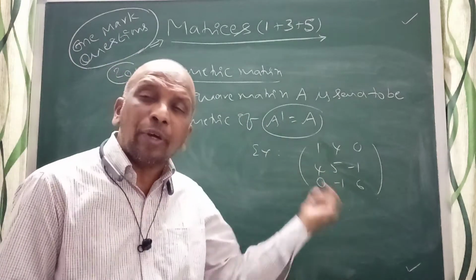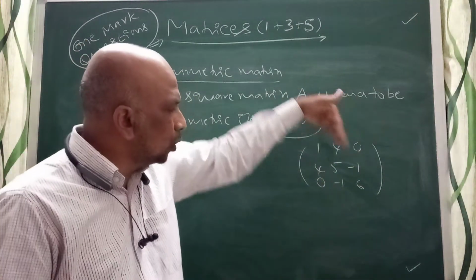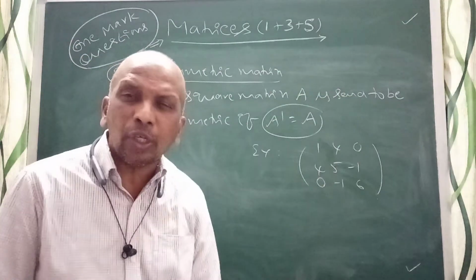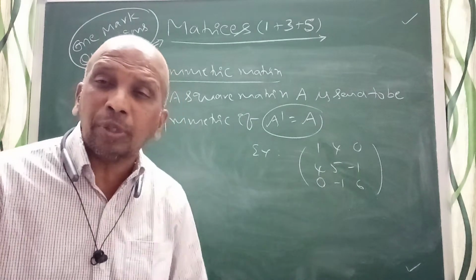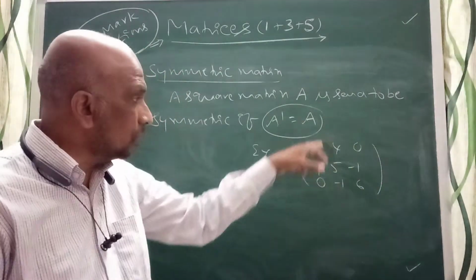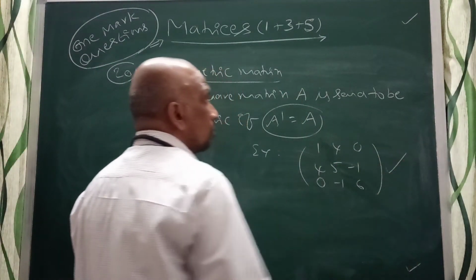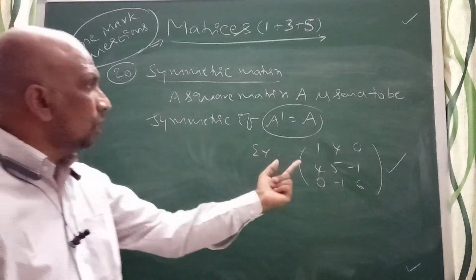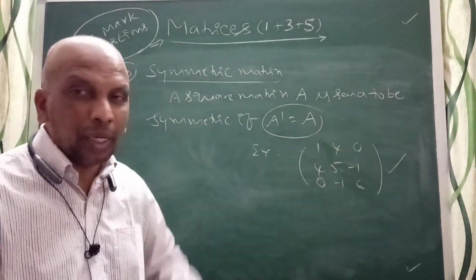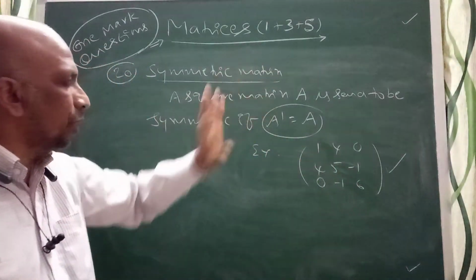You can verify. Take the transpose of this and do the same thing. There is no change. 1 4 0, 1 4 0. 4 5 minus 1, 4 5 minus 1. If you change rows into columns, there is no change in the matrix. That is the transpose of the matrix. This is a symmetric matrix. Transpose is the same, A dash equal to A. If we change rows and columns and it gives the same matrix, then this is a symmetric matrix.